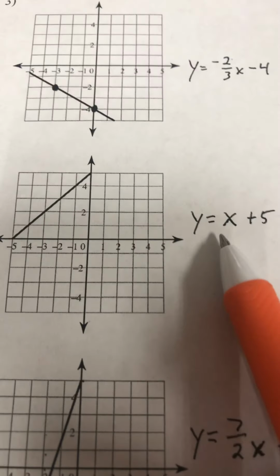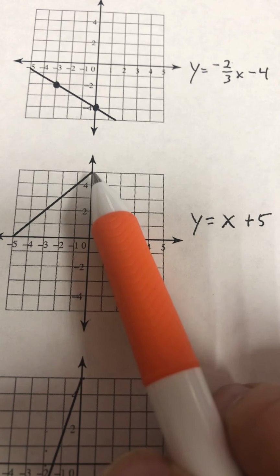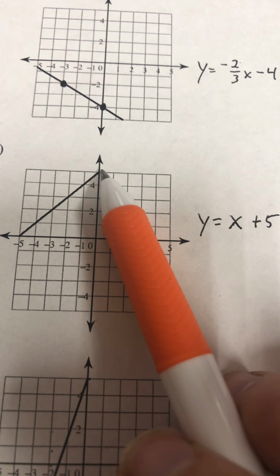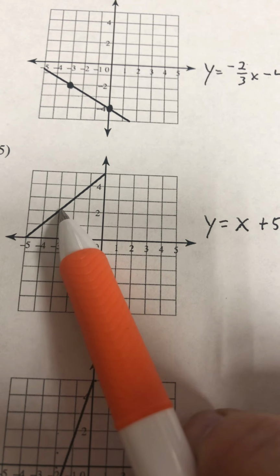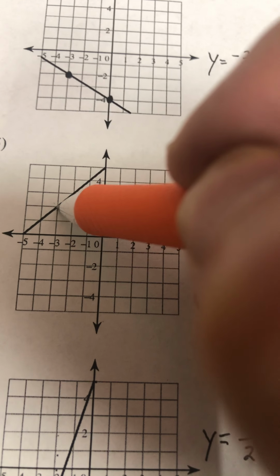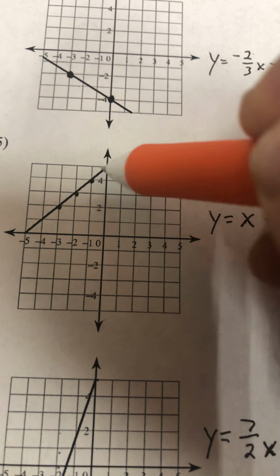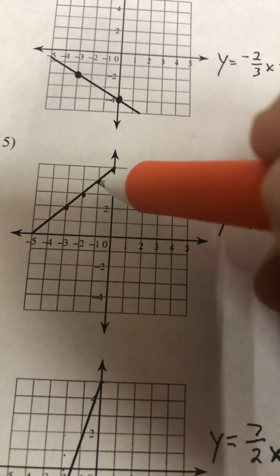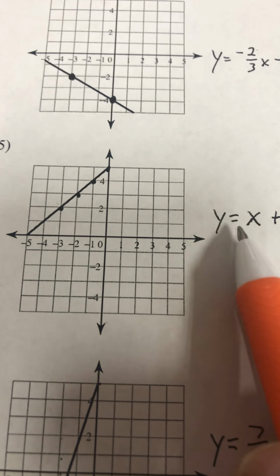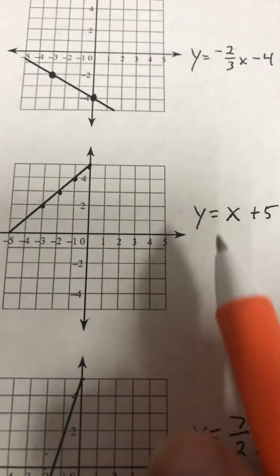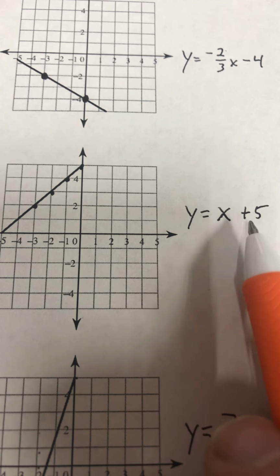Number 5, it crosses the y-axis at 5, so my y-intercept is 5. This number would be 5 here. And then I notice that from point to point to point, it goes up 1 over 1, up 1 over 1, up 1 over 1. So pick any in between the points, up 1 over 1. So that's going to be just 1 over 1, or just 1x. So you just leave it x. y equals x plus 5.